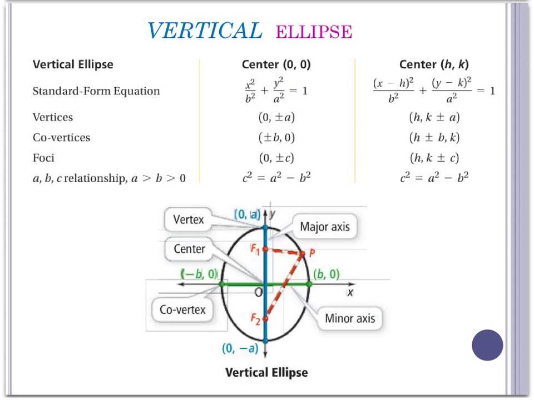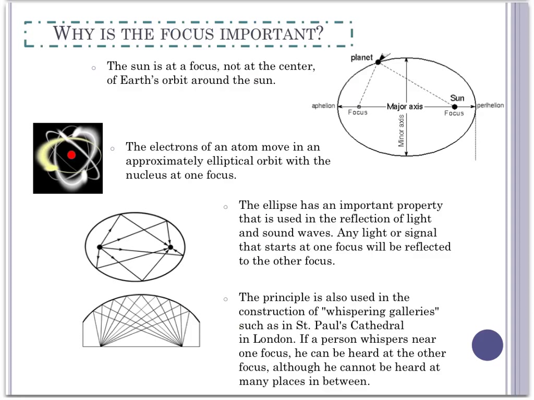For a vertical ellipse, our major axis is now the y-axis, which means our vertex and our foci are located on the y-axis. Now the distance between the center to the vertex is still a, but if you look at the equation, now a squared is located underneath y squared. And the distance between our center and our co-vertex is b, but that is now located underneath the x squared term. The focus of an ellipse is an important part of the definition of an ellipse, but is also used very often in real-world applications.